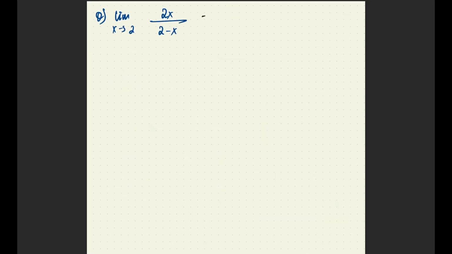So if I plug in, this is going to give me 4 divided by 0. So this is in the form of a constant divided by 0. So straight away, I know that x equals to 2 is a vertical asymptote. Okay. Now, this is the first part. The second part is now we need to find the one-sided limit. So let's find the limit as x approaches 2 from the right-hand side.